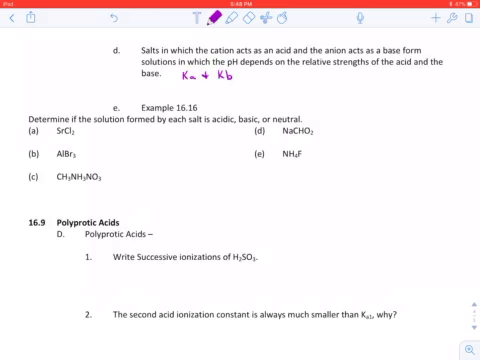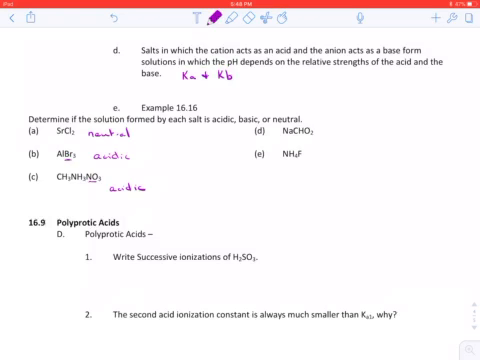We've got SrCl2. Sr is the cation of a strong base. Cl is the anion of a strong acid. So this one is neutral. All right, AlBr3. This Br is the anion of a strong acid, and Al is one of those slightly large positive charges, so we said acidic. CH3NH3NO3 is going to be acidic.